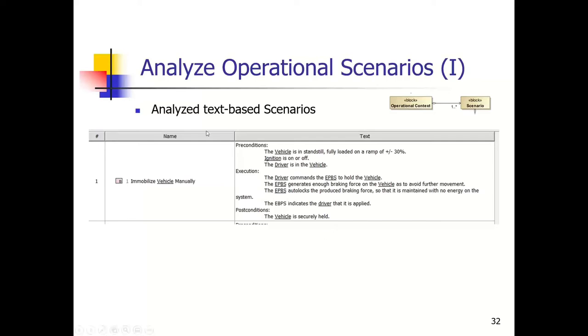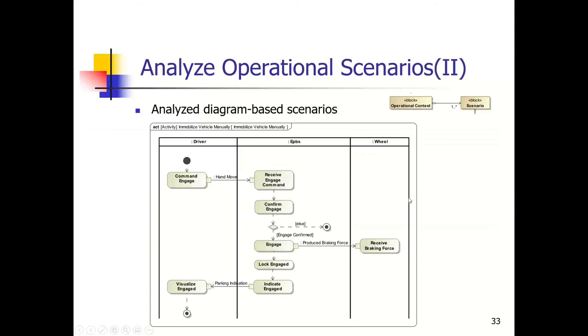We can do it in a text-based way, writing down the actions and reactions of our system, or we can go for a diagram-based scenario, defining the scenarios using activity diagrams. The advantage of that, even if it is more complex to do in the right way, is that we can easily identify the external changes at a glance.